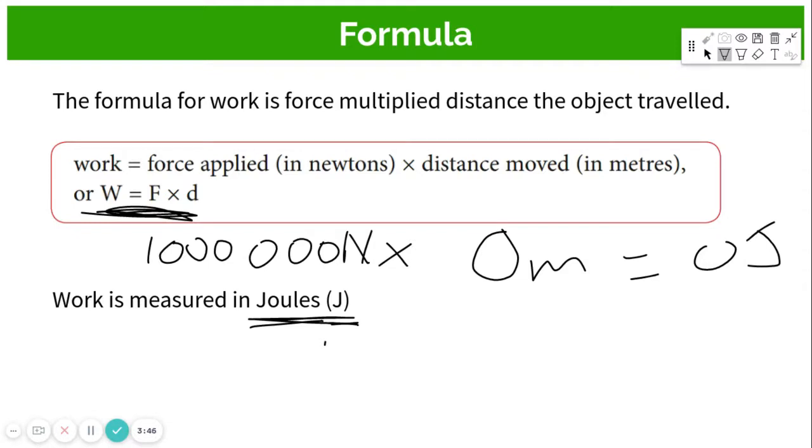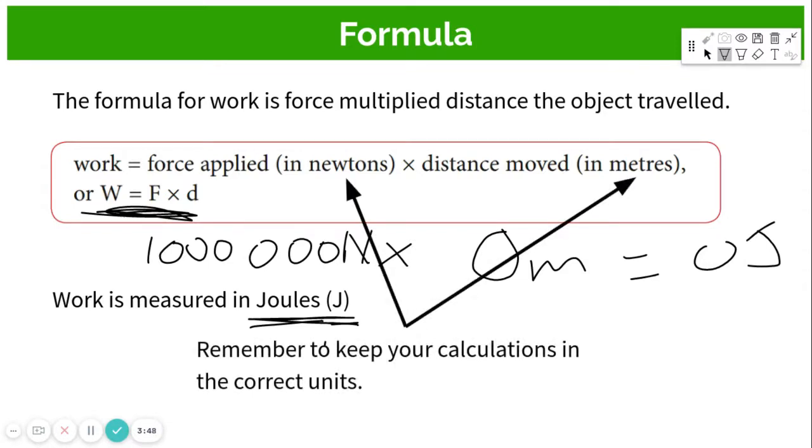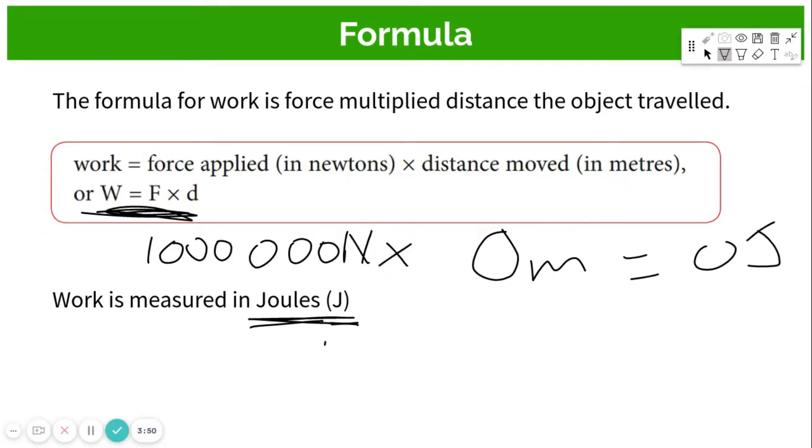Before we move on to our examples, let me recap what you need to know. You need to know that work is force multiplied by distance. That's the formula to work it out. It is measured in joules. And scientifically speaking, work is when a force is applied to an object and it moves in the same direction. That's everything we've covered so far.